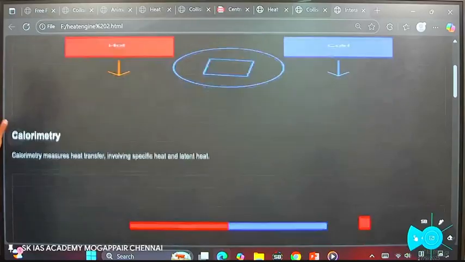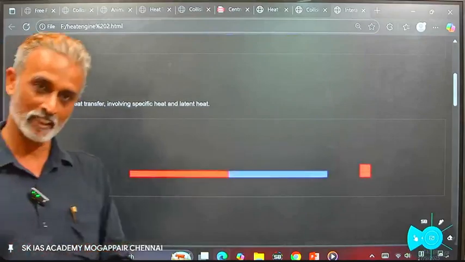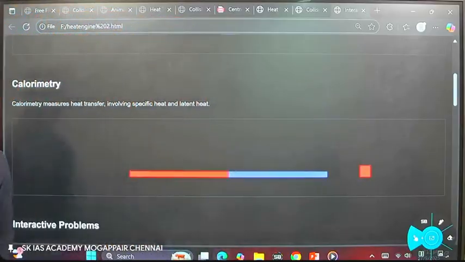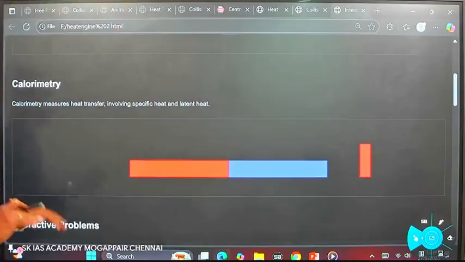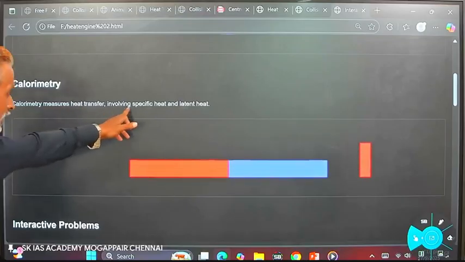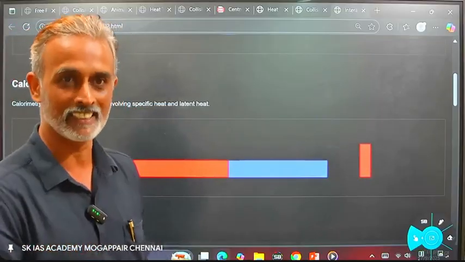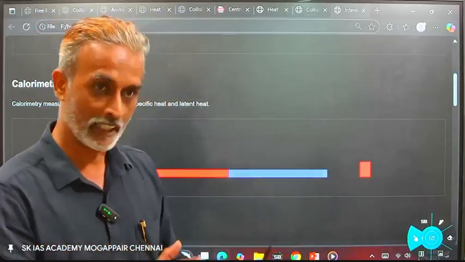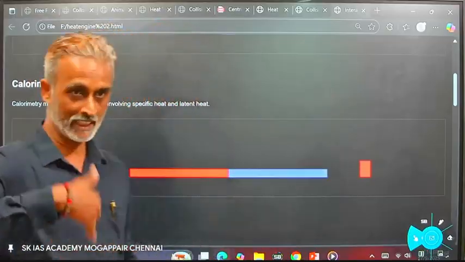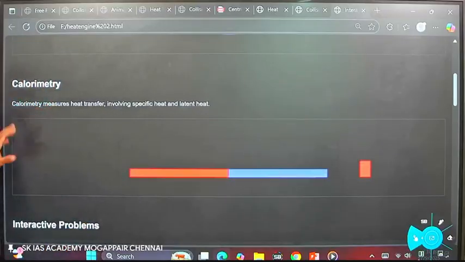Next, calorimetry. See, when you go to NCERT or any other book, the topic name calorimetry is also there. So what is calorimetry? Calorimetry measures the heat transfer involving heat and latent heat. I will teach you what is meant by heat, and also what is meant by latent heat. Actually everything, I will give a separate session. Okay, so what is calorimetry?